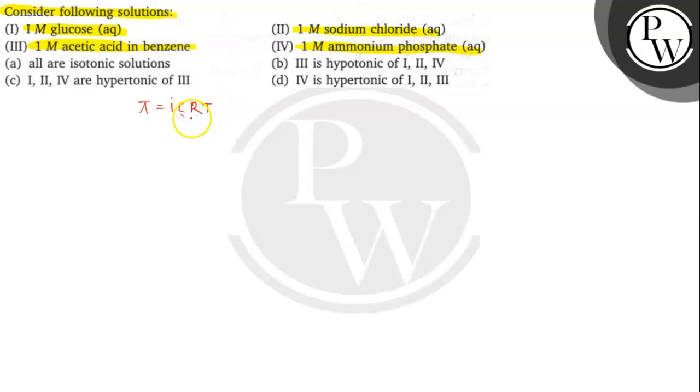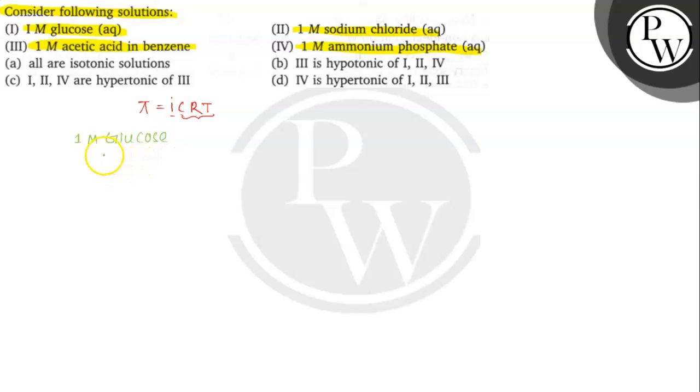Generally the RT part is the same, temperature and constant, and the concentration in these four solutions is the same in each case. So this part remains constant and the osmotic pressure depends on the value of the Van't Hoff factor. If we increase the Van't Hoff factor, pi will increase; if we decrease it, osmotic pressure decreases. So we have to find the value of i in each case.